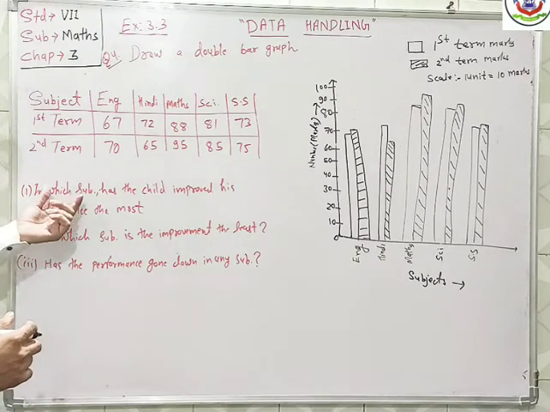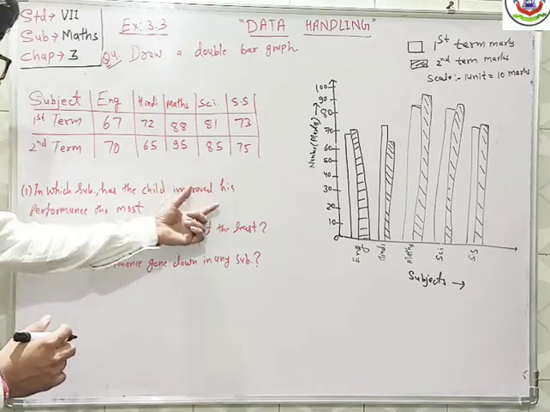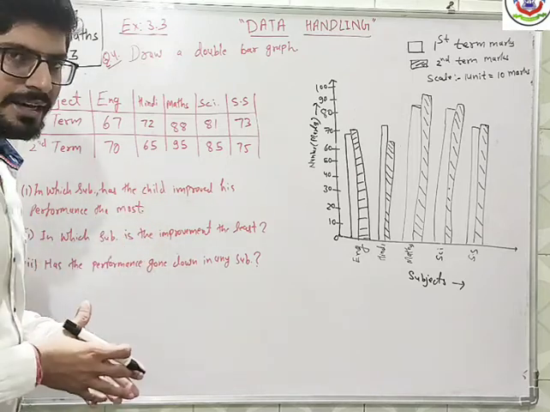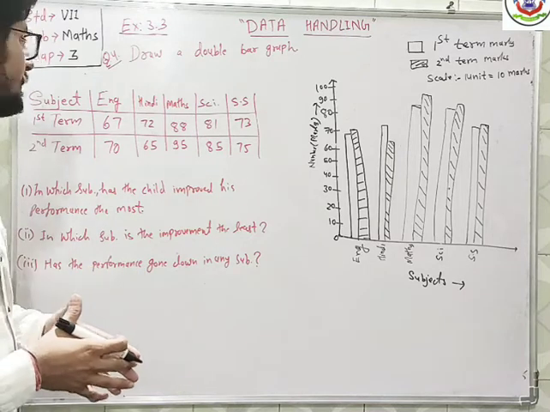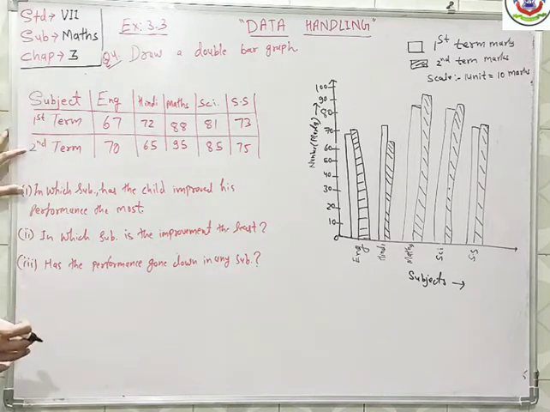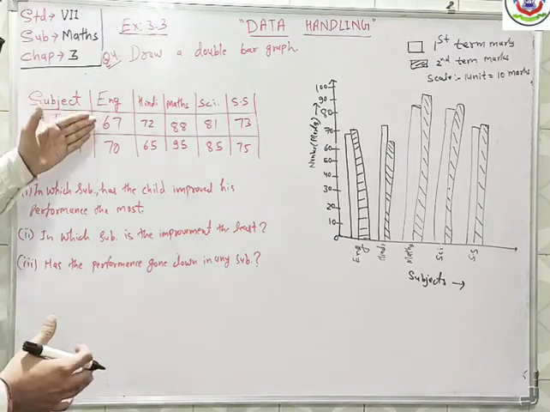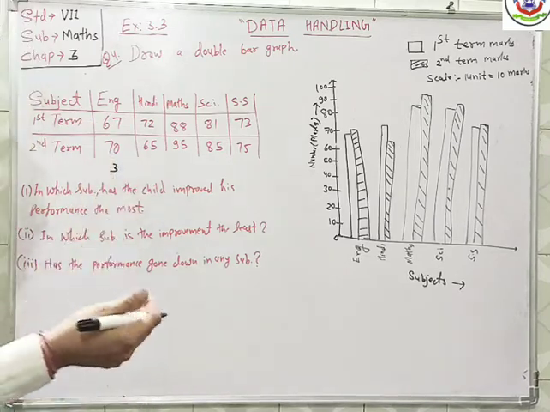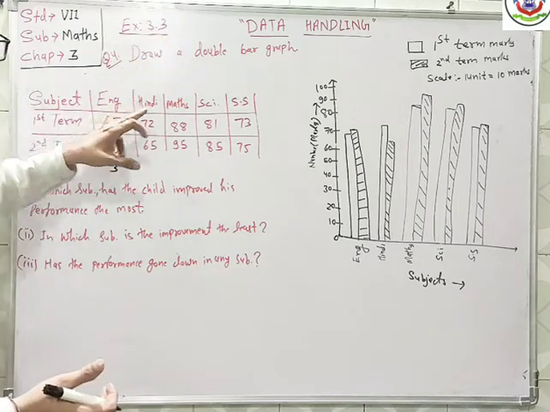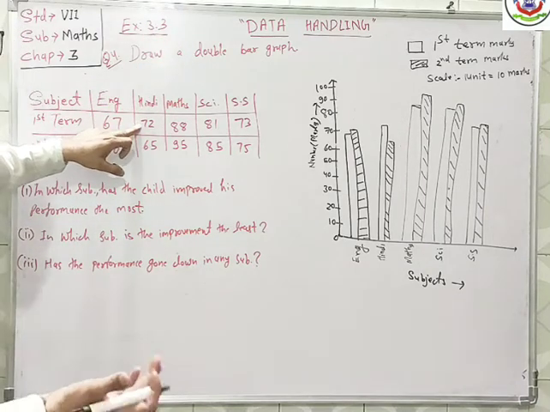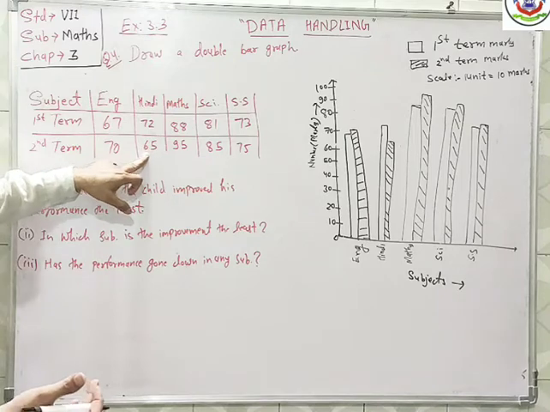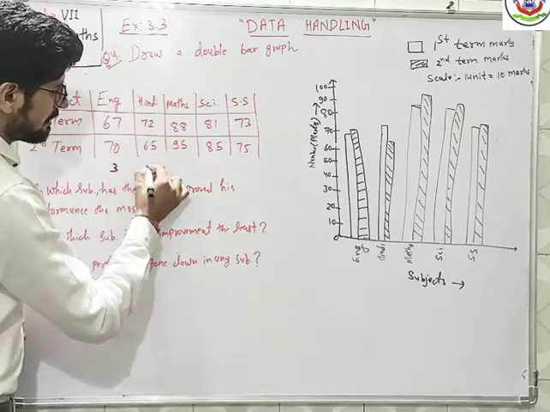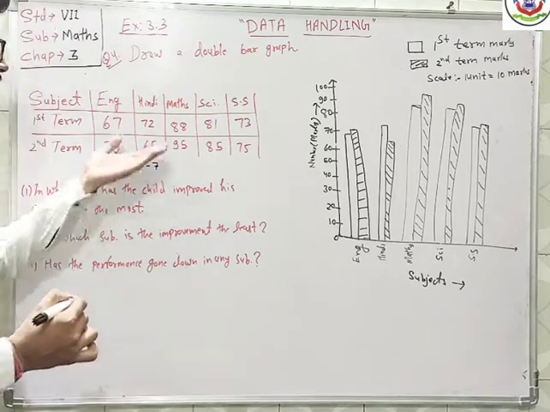First question is, in which subject has the child improved his performance the most? कौन से subject में child ने performance सबसे ज्यादा improve की? Okay, so in first term and second term देखते हैं. English में 67 से उसने 70, यानी कि कितने नंबर increase किए हैं? 3 marks उसने increase किए हैं. In Hindi the result goes down, that is 72 to 65. यहाँ पे तो उसका result कितना decrease हो गया है? 7 marks. So this is -7, decreased.